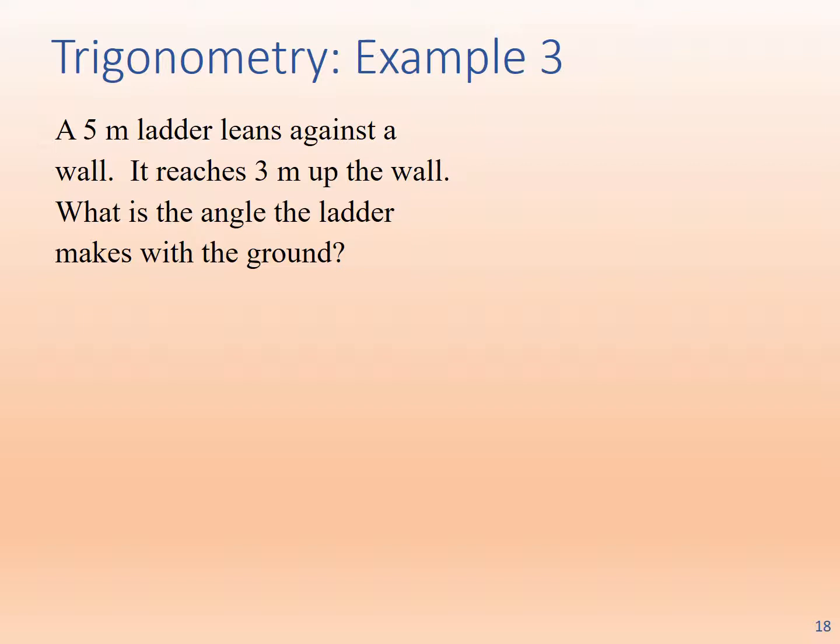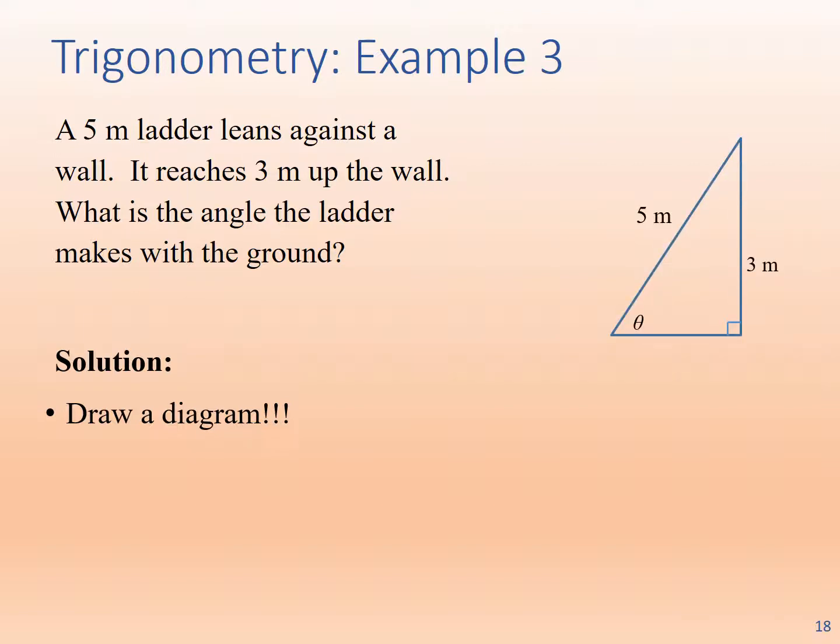In this example we have a 5 meter ladder that leans up against a wall and reaches 3 meters up the wall. We're asked for the angle between the ladder and the ground. Now the first thing we notice is that there is no diagram here, so we have to draw our own. So we'll put all the information into a diagram. We have a 5-meter ladder and it reaches up the wall 3 meters.